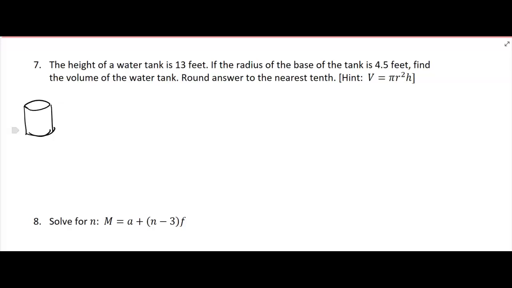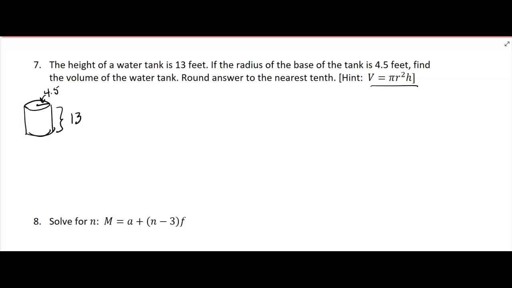And so they tell you that the height is 13 feet and the radius of the base, which is, like that. That's not the base, it's the top, but that's okay. It's the same circle, right? Is 4.5. So it's like a soup can, and you're trying to find how much volume that soup can holds. But this is a water tank. Okay. So they give us the formula, and right there, that's enough.